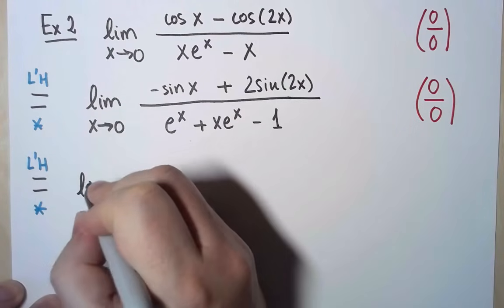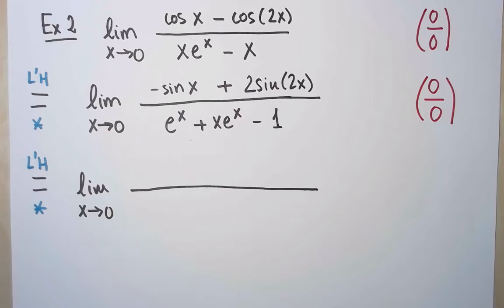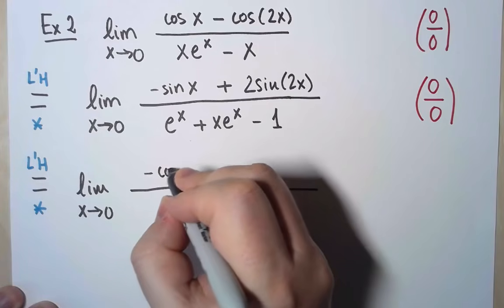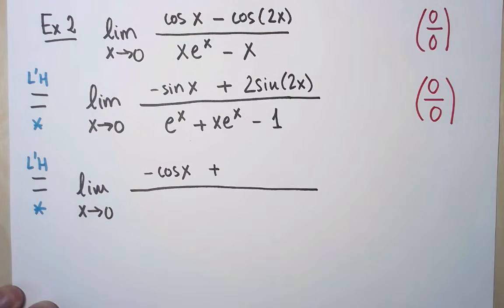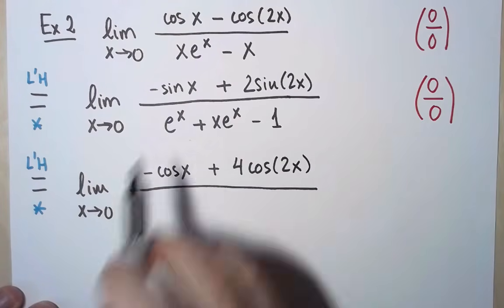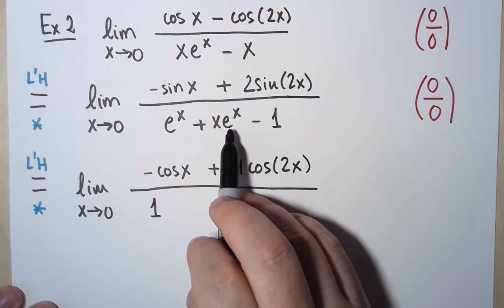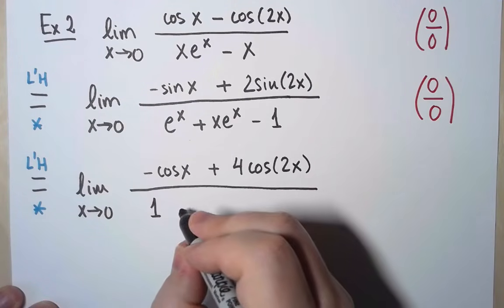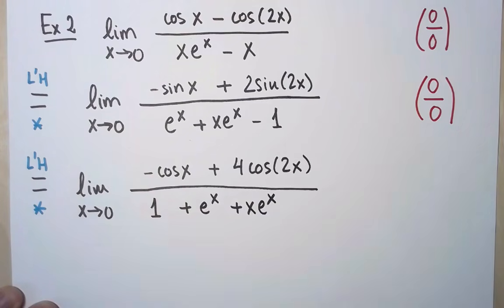And now I have the limit as x approaches 0 of, in the top, the derivative of the top. The derivative of minus sine of x is minus cos x. And the derivative of 2 sine 2x is plus 4 cos 2x. At the bottom, the derivative of e to the x is 1. And the derivative of x e to the x, I use the product rule again. So 1 times e to the x plus x e to the x. And the derivative of minus 1 is 0.